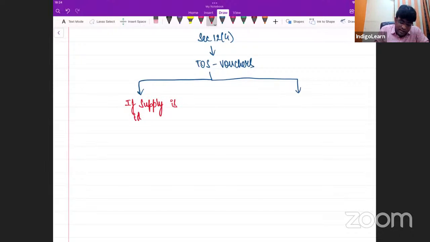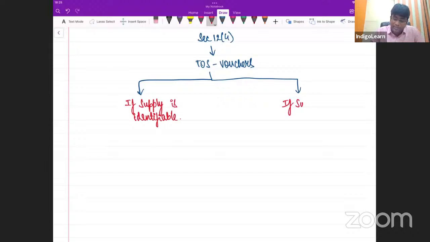If supply is identifiable. So for example, imagine I gave one voucher to you. I repeat, I gave a voucher to you, which is a shirt voucher. What voucher? Shirt voucher. That means with that voucher, you can go to a shop and buy only the shirt. So that is a case where supply is identifiable.